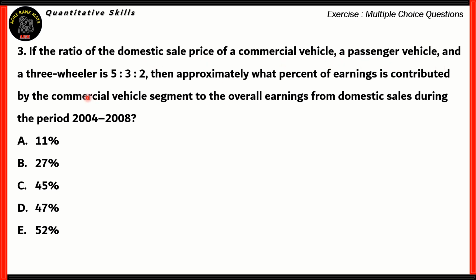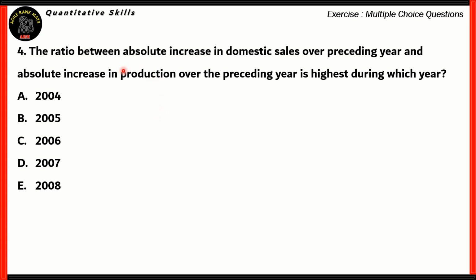Question number 3, if the ratio of the domestic sale price of a commercial vehicle, a passenger vehicle, and a 3-wheeler is 5:3:2, then approximately what percentage of earnings is contributed by the commercial vehicle segment to the overall earnings from domestic sales during the period of 2004 to 2008? And the final question is the ratio between absolute increase in domestic sales over the preceding year and absolute increase in production over the preceding year is highest during which year?